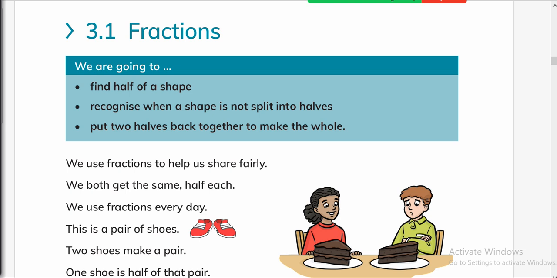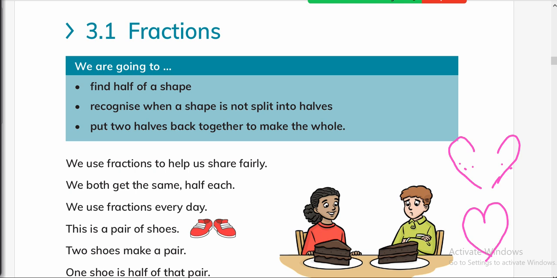Okay, so in this, we are going to find half of a shape and recognize when the shape is not split into half. So here we can judge that the shape is not cut into half. And yes, when we put the halves back together, we can make the whole again. Like if it is the half of a heart shape, and when I join them together, I will make a heart shape. When I join two halves together, I will make one whole.